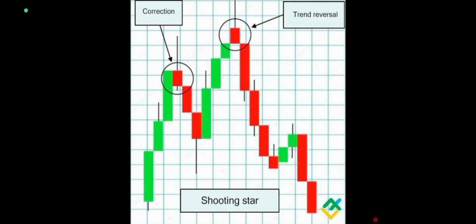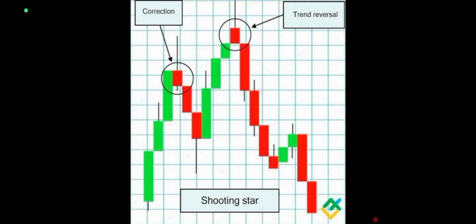So this is the shooting star. This candlestick appears after an uptrend and signals a potential reversal. This only happens in an uptrend, just like the inverted hammer happens in a downtrend, whereas the shooting star happens in an uptrend, showing that the market is going to reverse down.